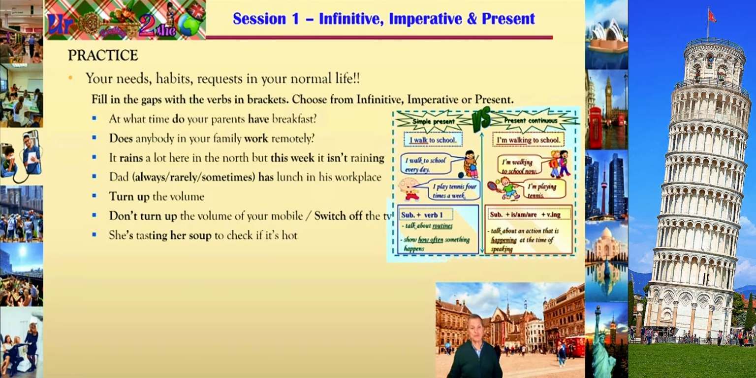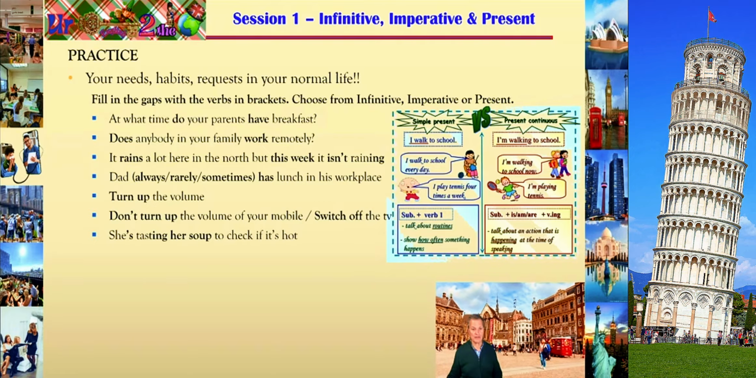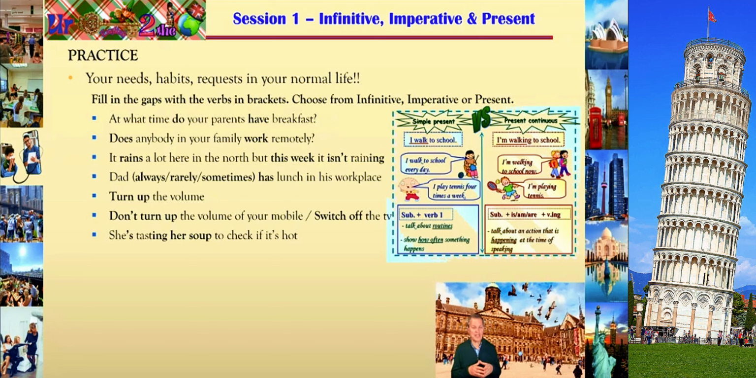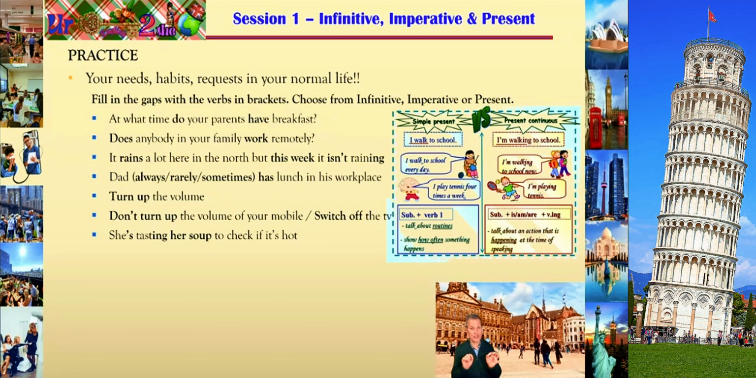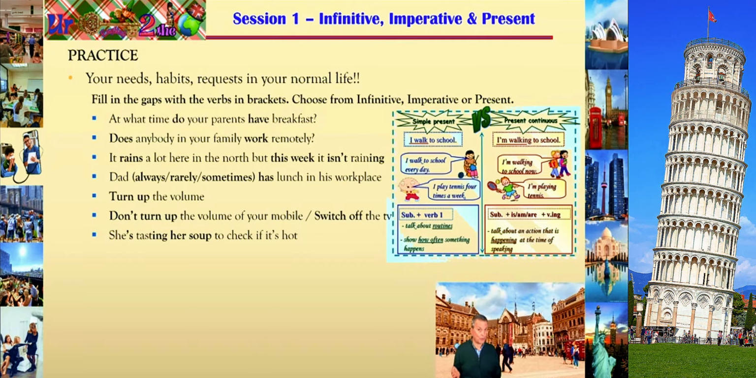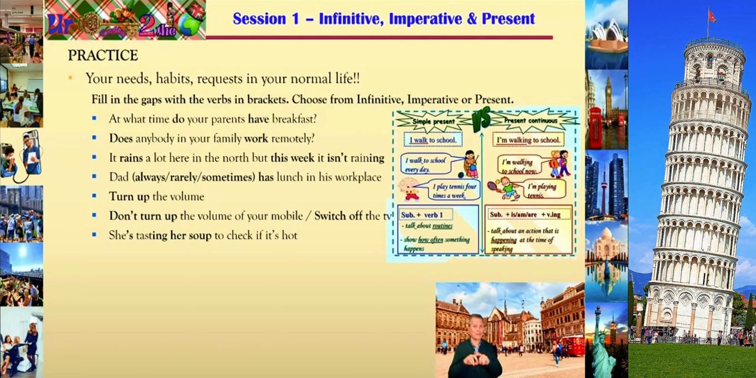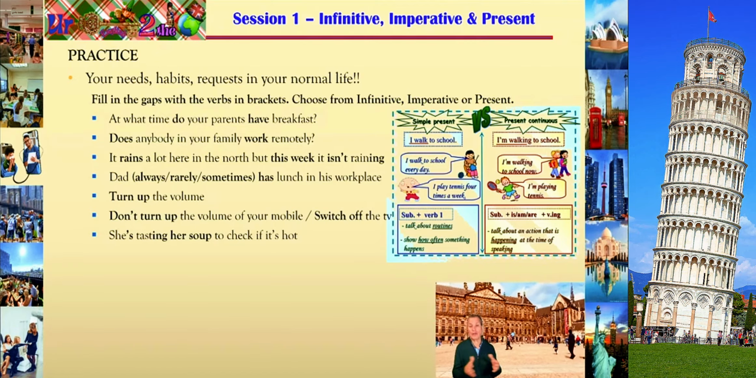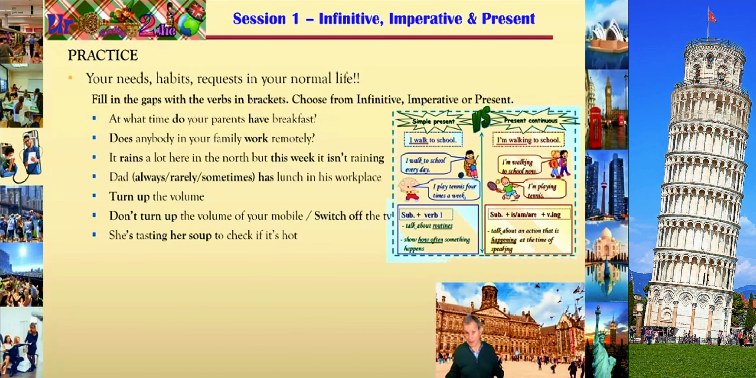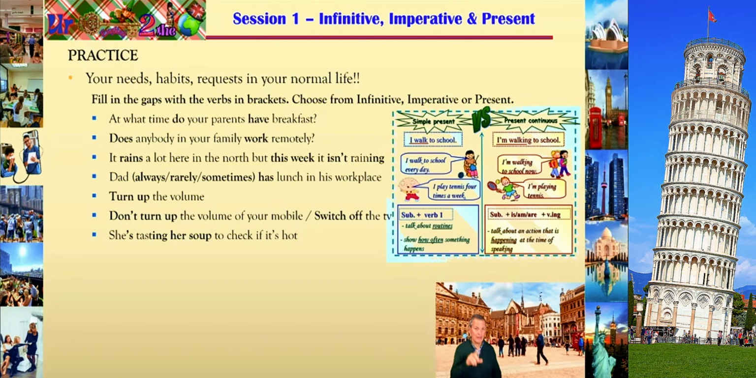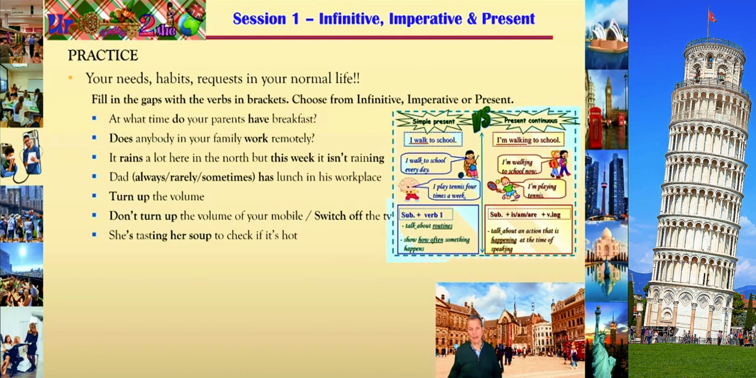She's tasting her soup to check if it's hot. We are talking about a soup. Consequently, if we're talking about tasting a soup, it's obvious that we're talking about something that is happening now, right? So in this case, there isn't any adverb of frequency, but we know it's now because we are talking about tasting one soup. So it must be at any given moment, right? For this reason, she's tasting her soup. Third person singular, present continuous.